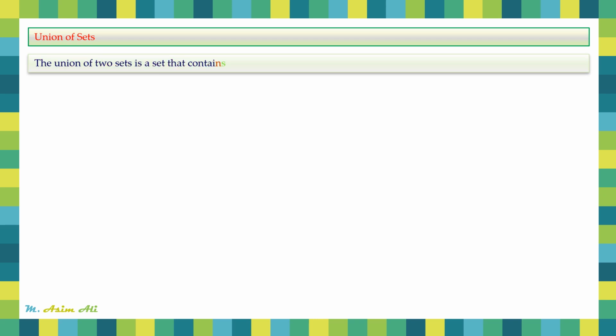Now let us consider another concept, the union of sets. By union we mean combining, like people. When people unite, they come together, they combine to form a single entity. So the union of sets is a new set which combines all the elements of the two or more sets. The union of two sets contains elements which are in at least one of the two sets. Any element in one set will come in the union of the two sets because we are combining or uniting all the elements of the two sets.